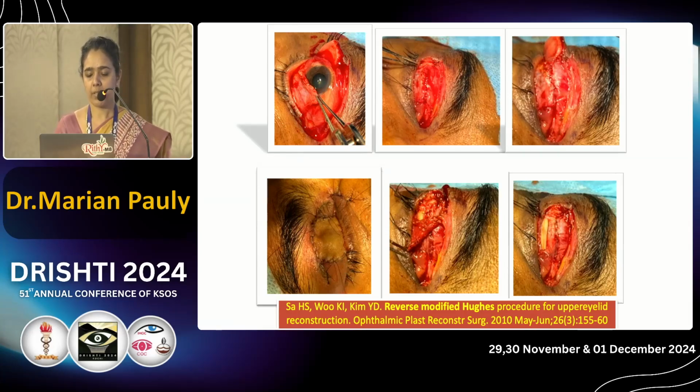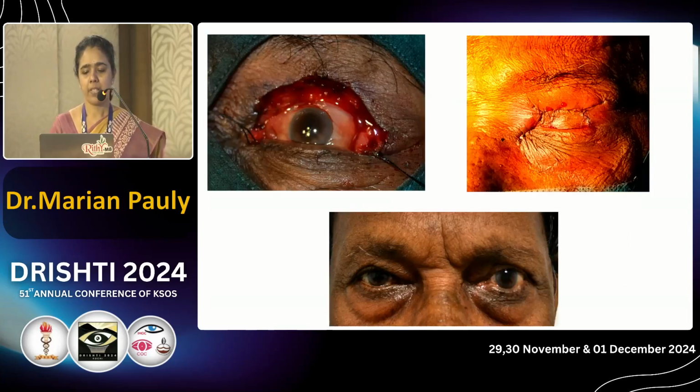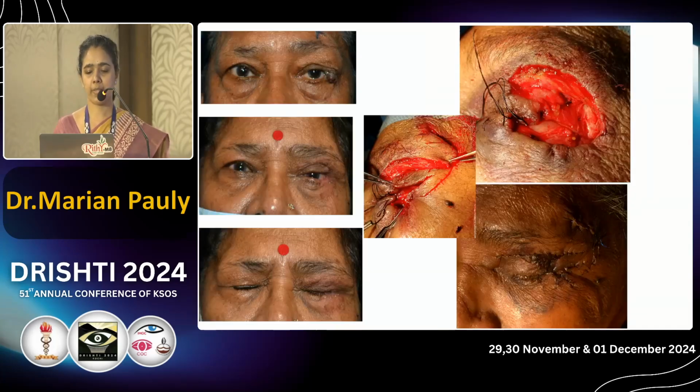So this patient also underwent flap division at 4 weeks and he did well. This is another method of reconstructing the upper eyelid. This is also a similar case again. Nowadays I prefer reverse Hughes.